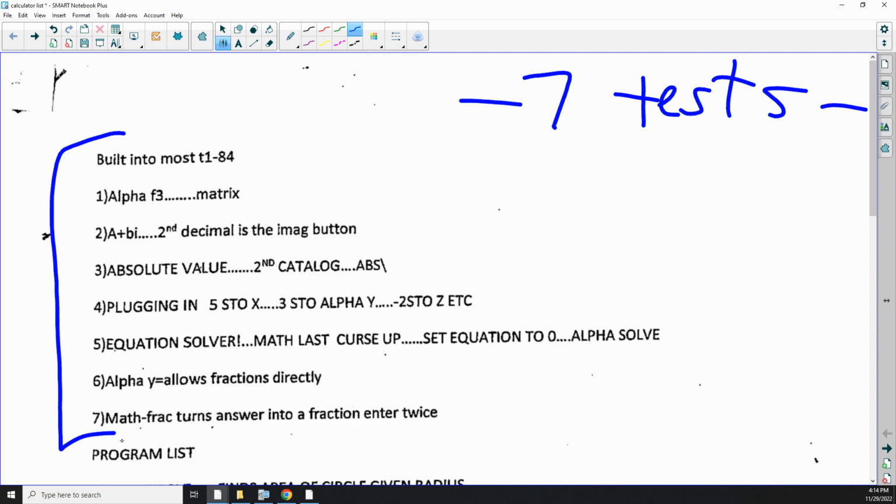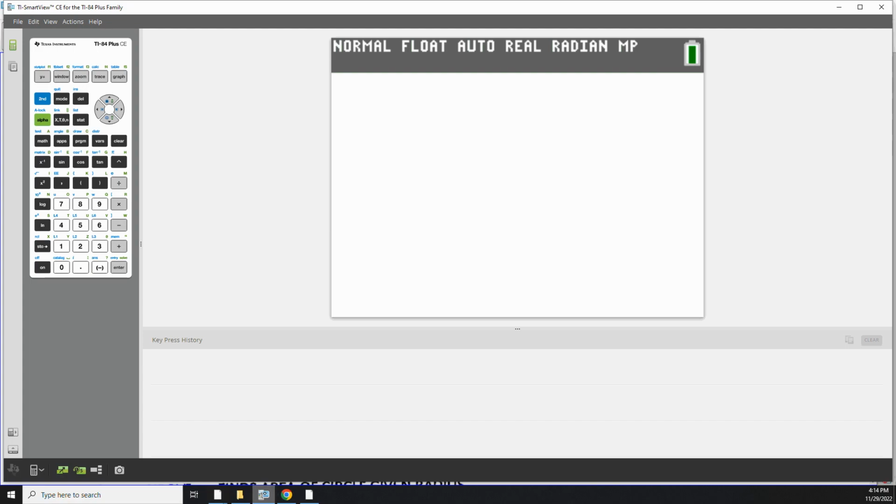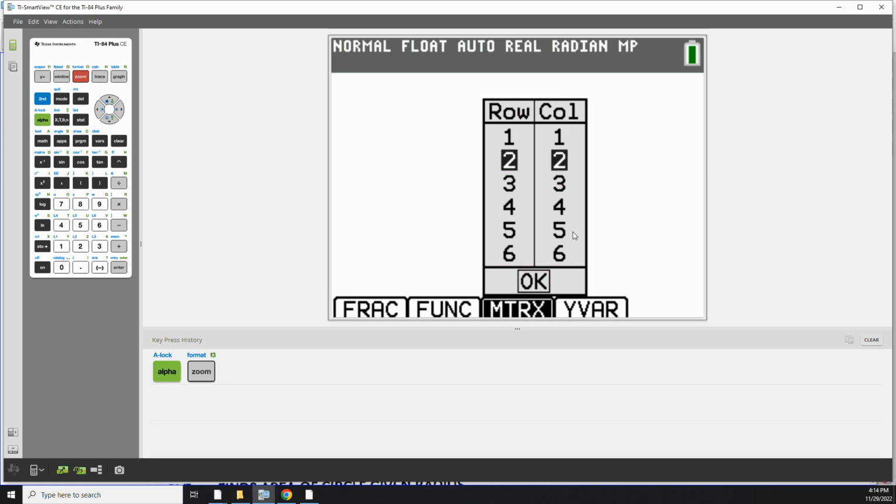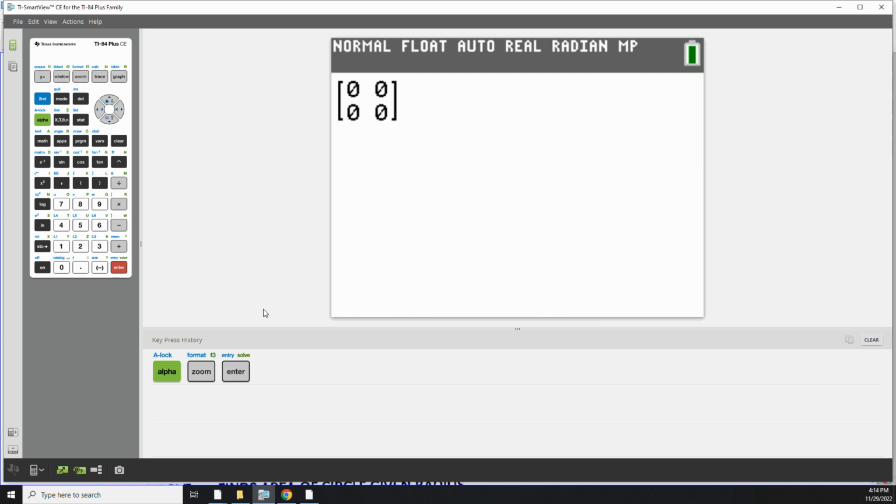Everybody ready? Alpha F3. Alpha is the green button on your calculator. F3 is the middle top. If you hit Alpha F3, it should say matrix. Oh, my bad. I've got my calculator ready. Alpha F3, you're on this, right? 2x2 is the default setting. Hit enter, okay, and look what appears. It's a 2x2 matrix.